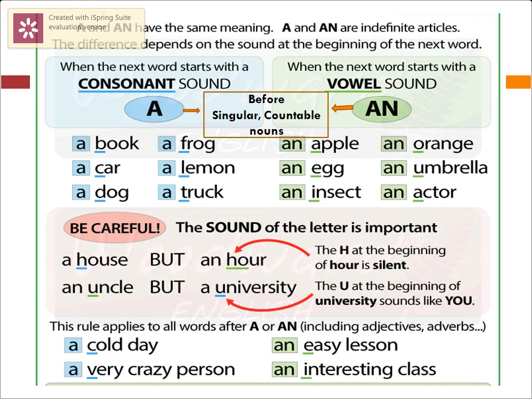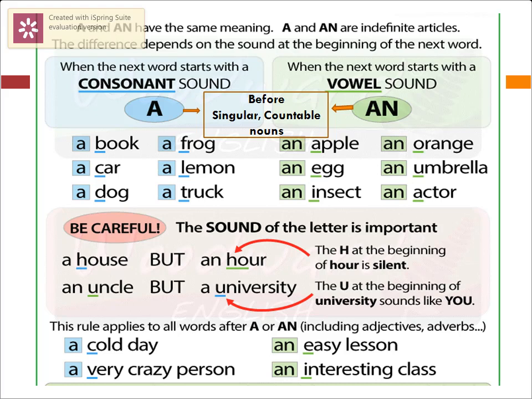One thing we always need to be careful about is the sound of the letter. The sound of the letter is more important than the letter itself. For example, if you look at the phrase a house, because the word house is starting with a consonant sound h, we are using a. But when we look at the phrase an hour, though the word hour starts with H, the H is silent, so we are actually starting with the vowel sound. So we are using the article an. Similarly, an uncle, but a university.